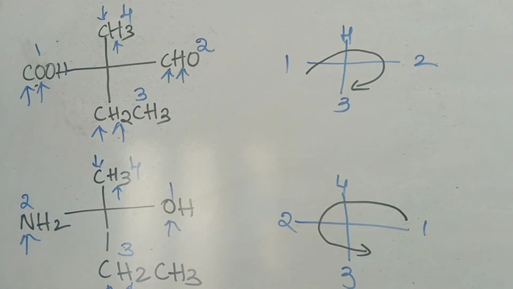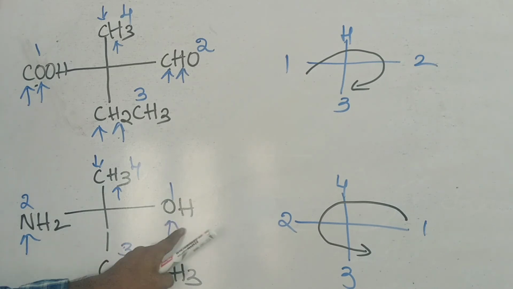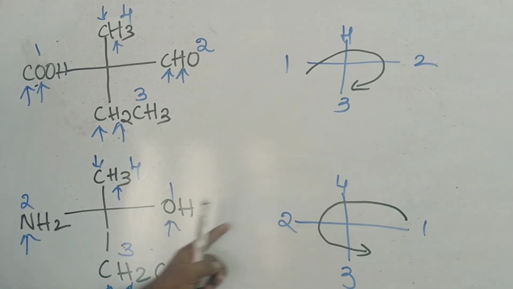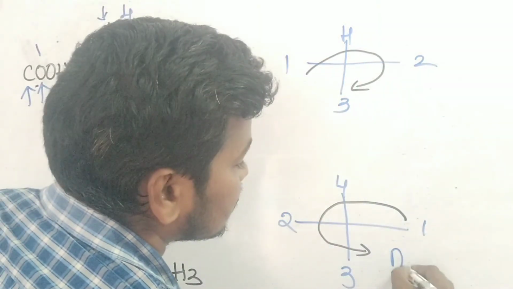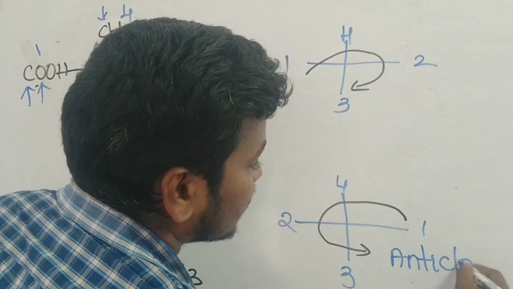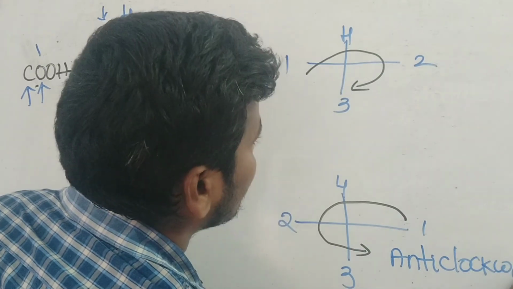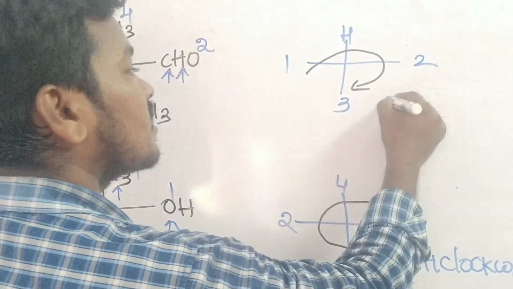Now we have to identify whether it is the clockwise direction or the anti-clockwise direction. We have to see. So here you can see the OH. In the case of the OH, it is an anti-clockwise direction. It is anti-clockwise. So it is a clockwise.